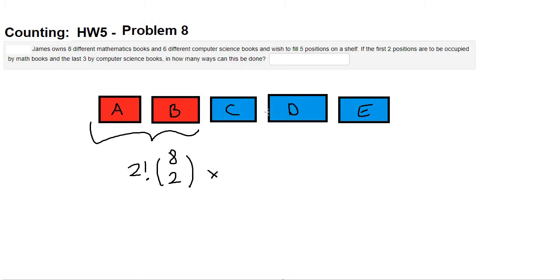and times, we're going to use the same logic here. For computer books, we have 6 computer books, 6 choose 3. However, we don't know which computer book will be the first, second or third. We have to alternate that. So it's going to be 3 factorial because we have 3 sections here. C can be the first, D can be the first, or E can be the first. Similarly, you can alternate. So this is going to be the answer.